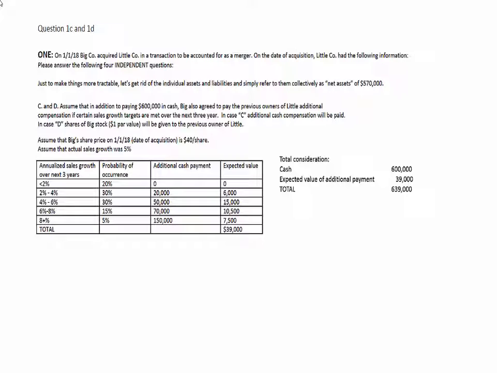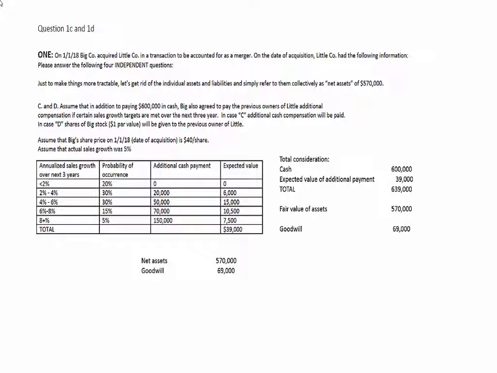So our first step is to figure out, again, what's the goodwill or bargain purchase in this. The total consideration that we're giving up is $600,000 in cash plus a future contingent payment with an estimated value of $39,000, for a total expected payout of $639,000. The fair value of the assets is $570,000, again for goodwill of $69,000.